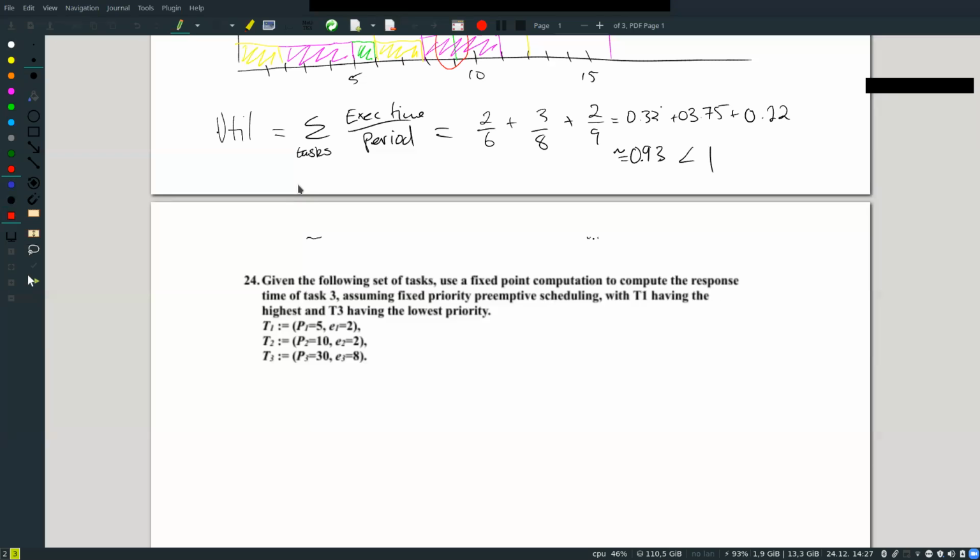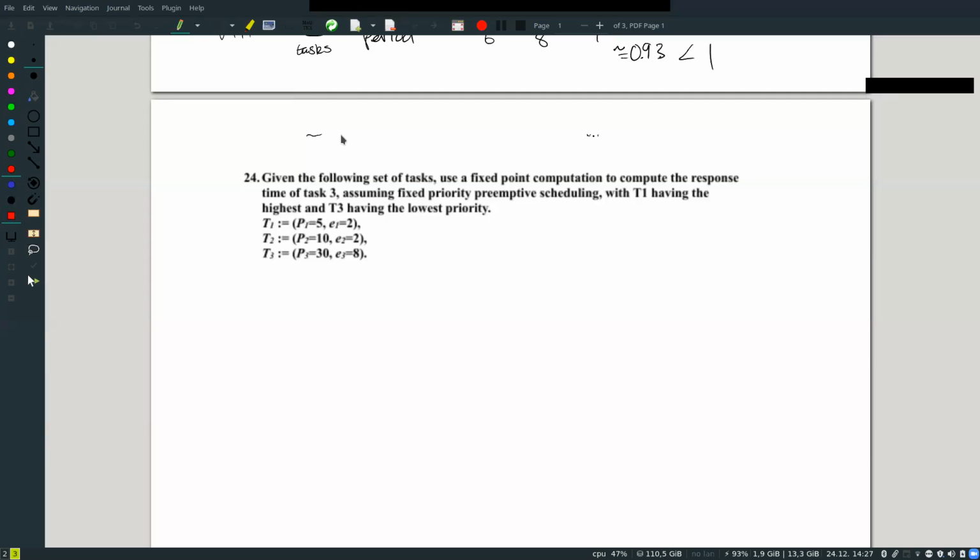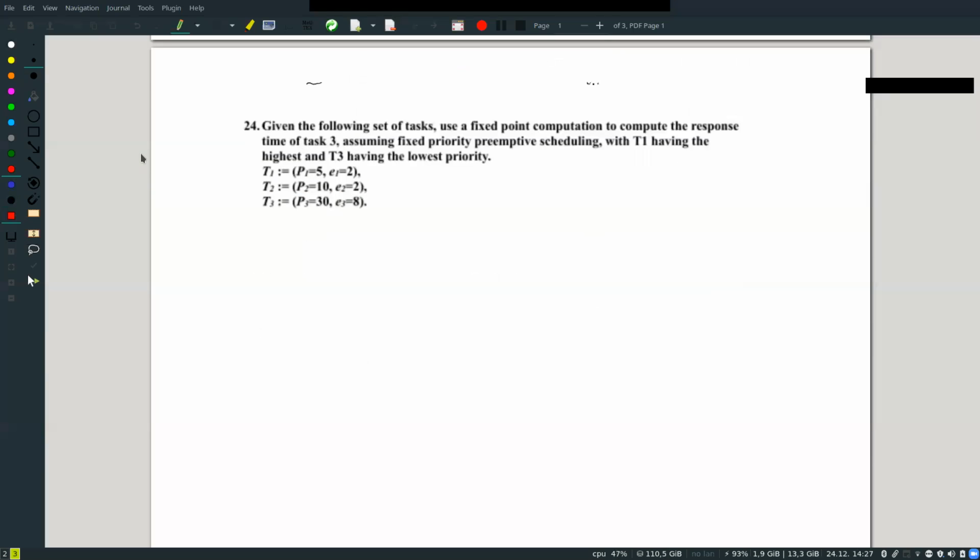This is the response time that we want to find, and then check whether it is less than the period for each task. Each task's response time needs to be less than its deadline for our system to be schedulable. And it's really quite a simple calculation, and it uses one main formula.